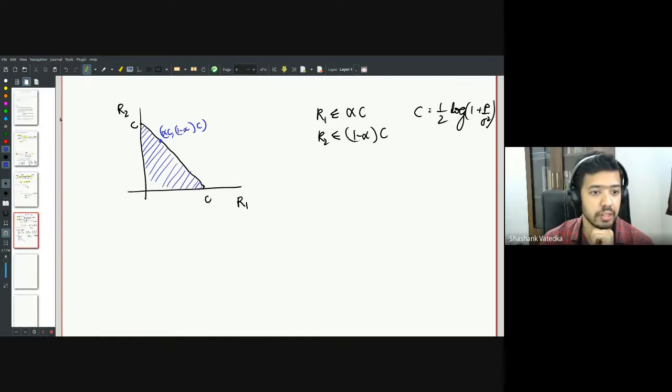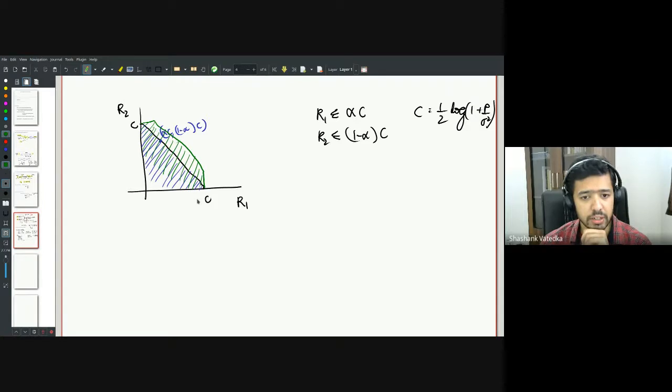As we'll see later in this course, we can achieve not just this triangular region. The actual capacity region, or the set of all achievable rate pairs, is not going to look like a triangle, it's going to look like a pentagon. I apologize for my bad drawing, but it's going to look like this pentagon over here. So any rate in this entire region is going to be achievable.